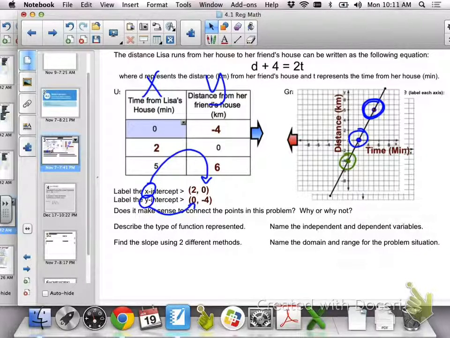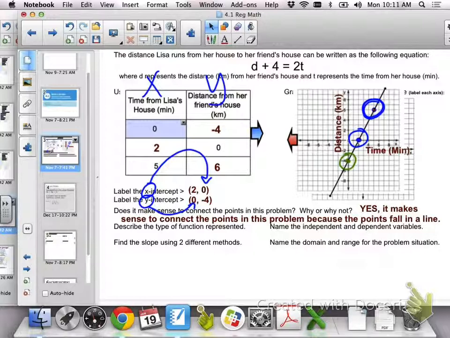Okay, why do we all take a ruler and draw in a straight edge, a straight line on these points? Kylo, why do we do that? No, well, I see where you're going with that. Do they all fall in a straight line? Do they make a W or an S or a C or a V? No. They all fell into a straight line. So, yeah, it makes sense to connect the points because they're a line.